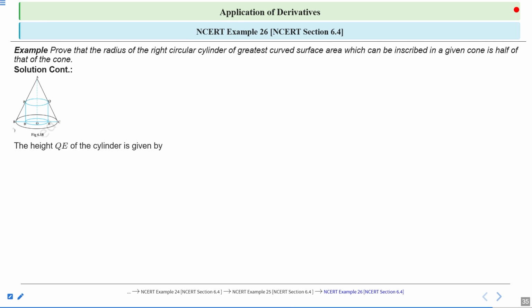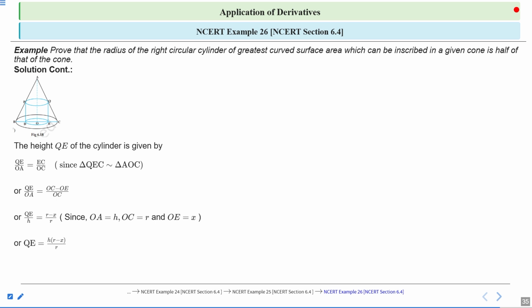So the height QE of the cylinder is given by QE upon OA equal to EC upon OC, since triangle QEC is similar to triangle AOC, right? Or QE upon OA will be equal to OC minus OE upon OC. Or we can write QE upon H will be equal to R minus X upon R, since OA is equal to H, OC is equal to R and OE is equal to X. Or we can write it as QE is equal to H times R minus X upon R. Clear?